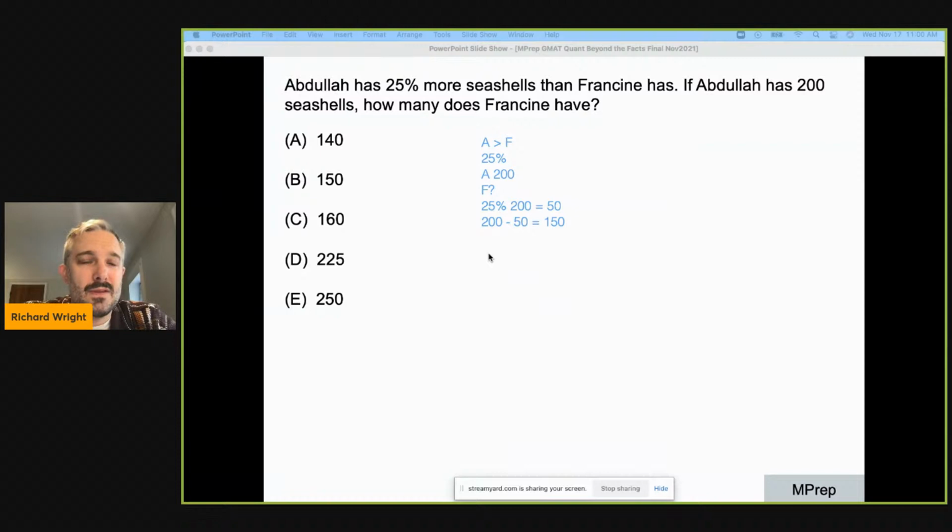Now, this looks okay. Your math is not very clearly written out. This isn't very rigorously written math. And so it's hard to spot where things went wrong here, right? 25% of 200 is 50, and Francine is less than Abdullah. So why wouldn't Francine be 150? And the reason is because this person didn't translate the words of this problem into a rigorously written math expression first. That's in word problems, you always want that to be your first step.